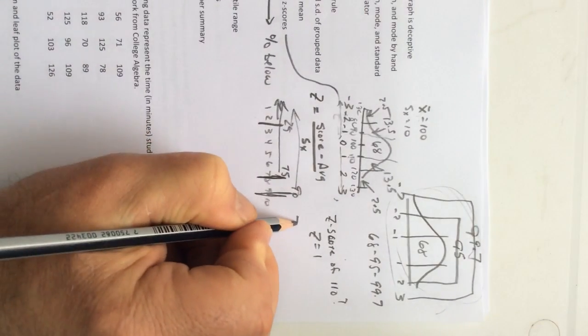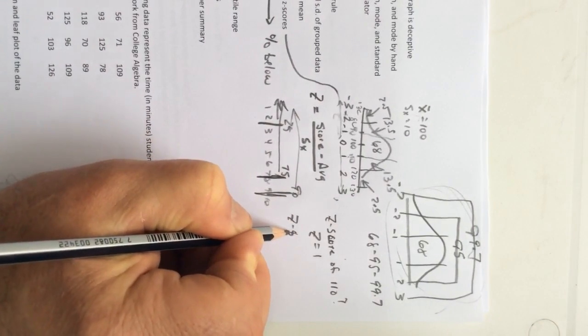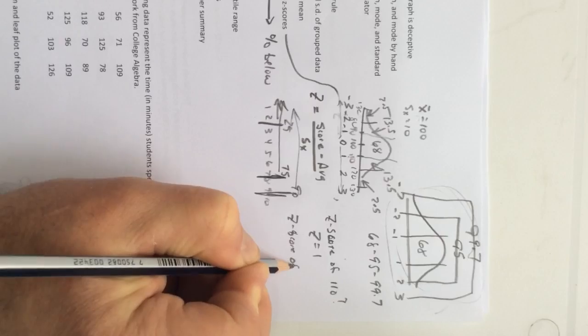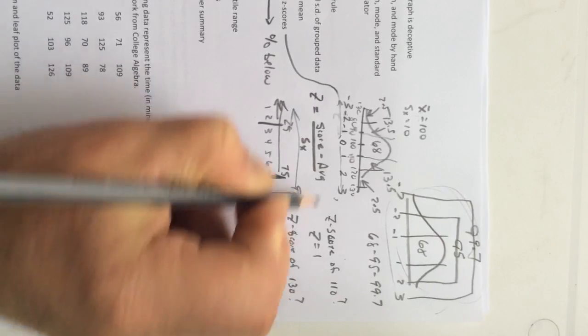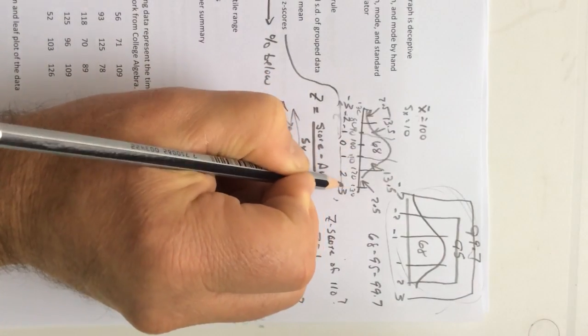So if they say, what's the z-score of 130, you can just look, because that's on one of the steps. It's 3.